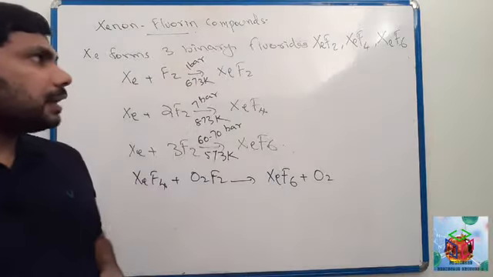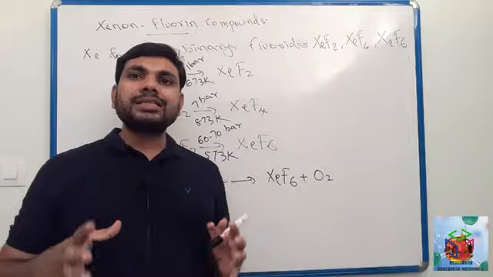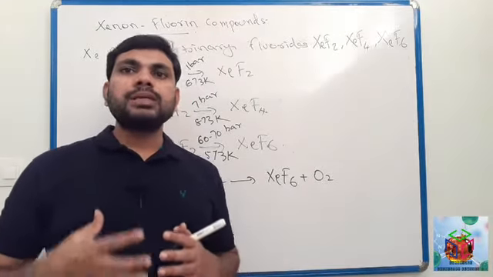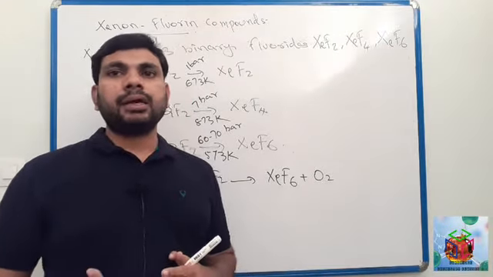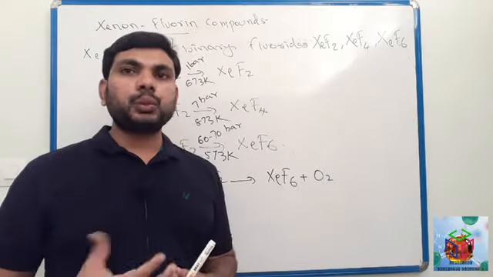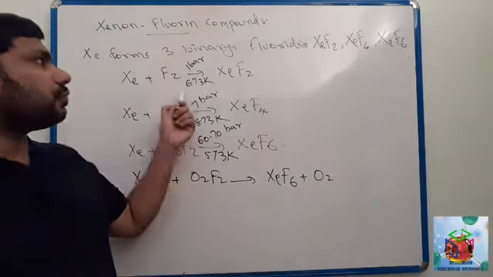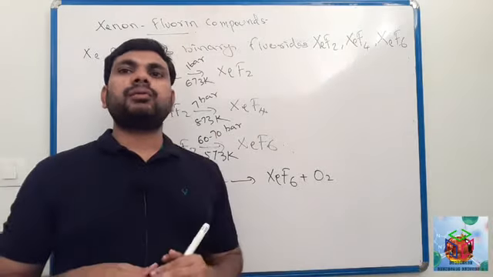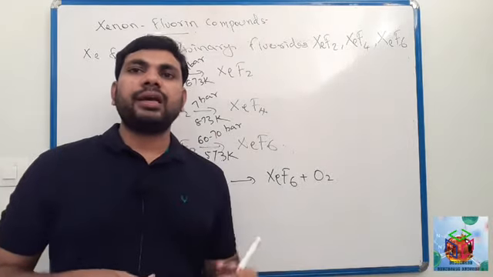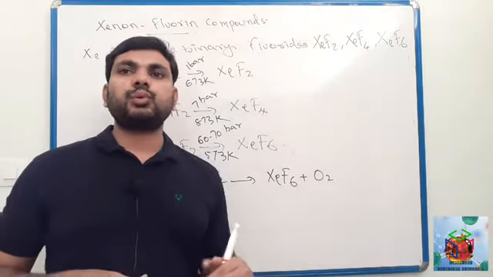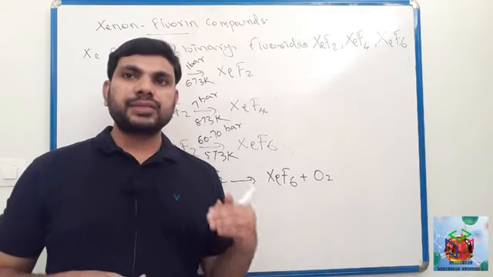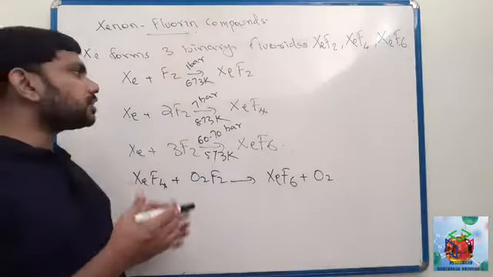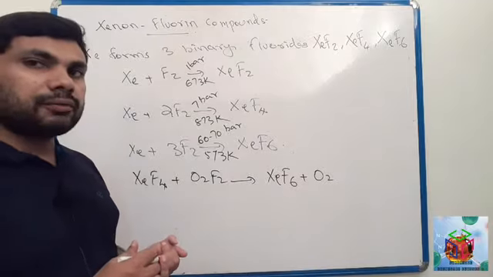See here, xenon and fluorine react at different temperatures to form xenon fluorides. Xe and F2 form XeF2. Xe and 2F2 form XeF4. Xe and 3F2 form XeF6. They form at different temperatures and different pressures.